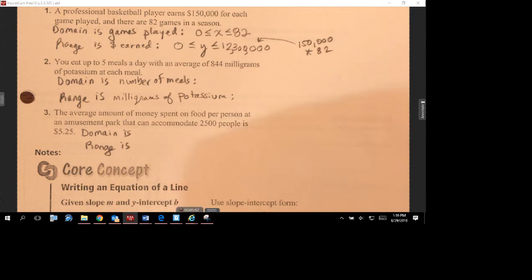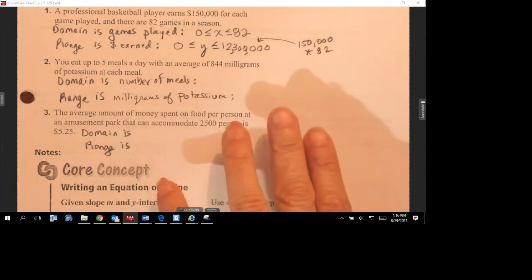What's potassium in? You know? Bananas? Potatoes? That's all I know. Bananas, potatoes. Probably more.